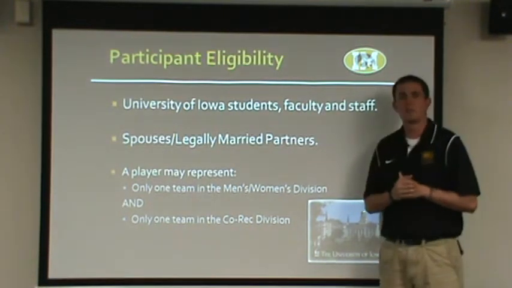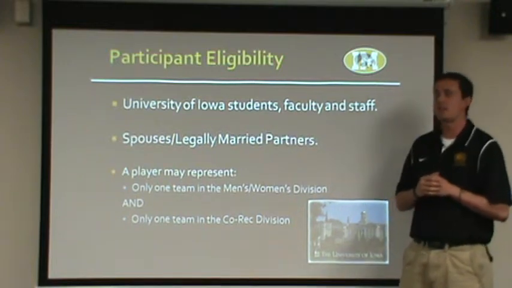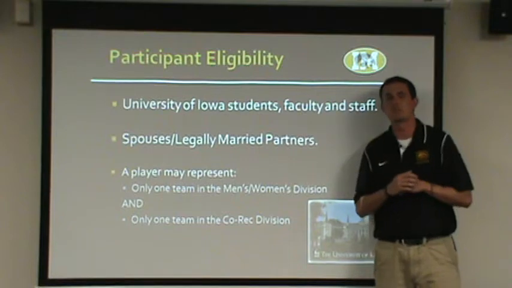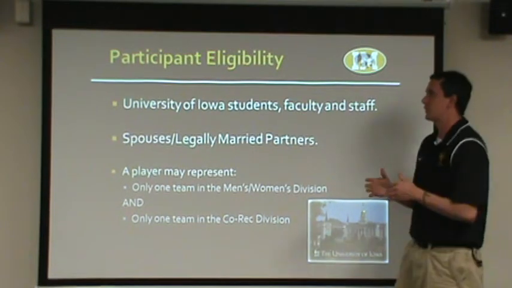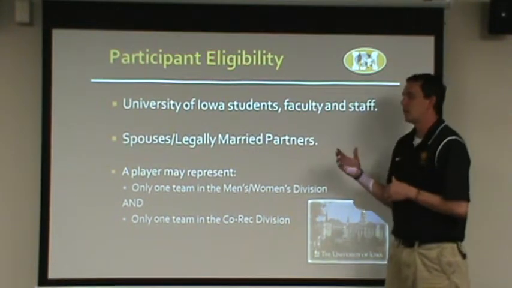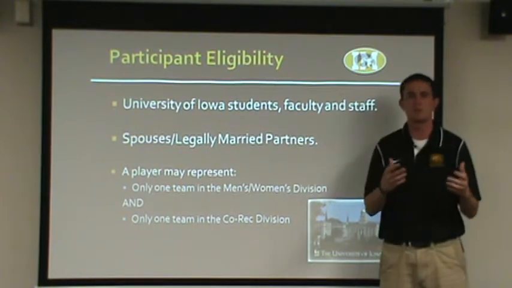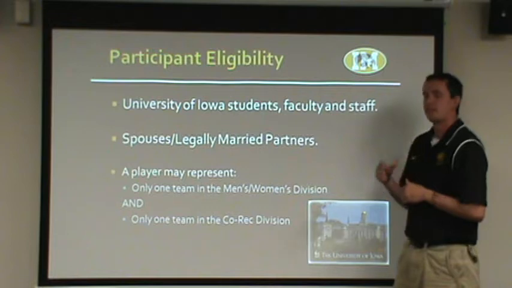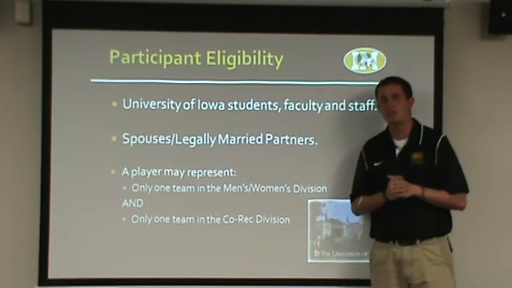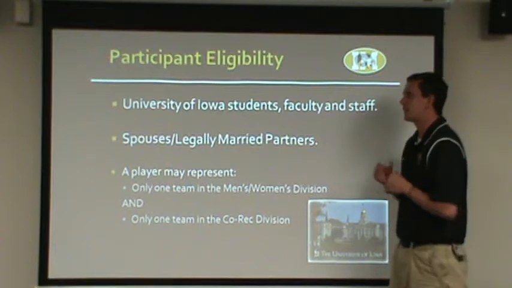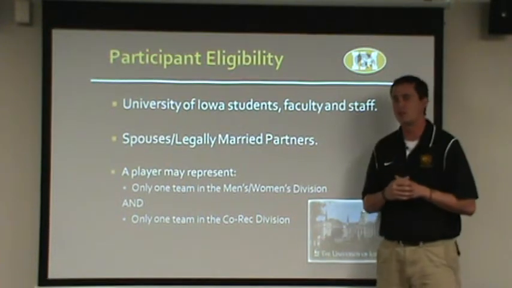Who is eligible for intramural sports? Students, faculty, and staff of the University of Iowa are eligible, as well as spouses or legally married partners of the originally eligible person. So if you're on a co-rec team and you're married and your wife or husband wants to play on your team, they can. Just fill out a spouse addition form available outside our office or on ionleagues.com. Get that submitted to us and we'll get you added to that team.